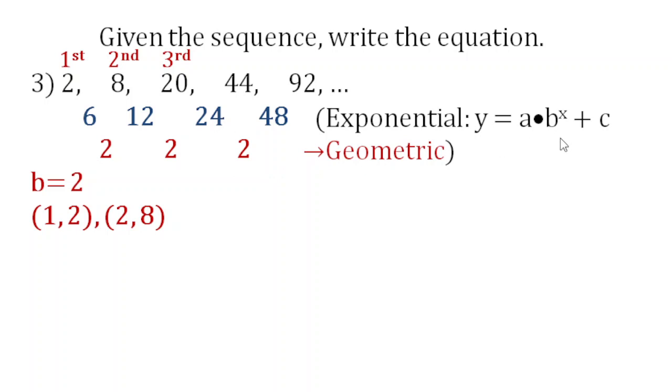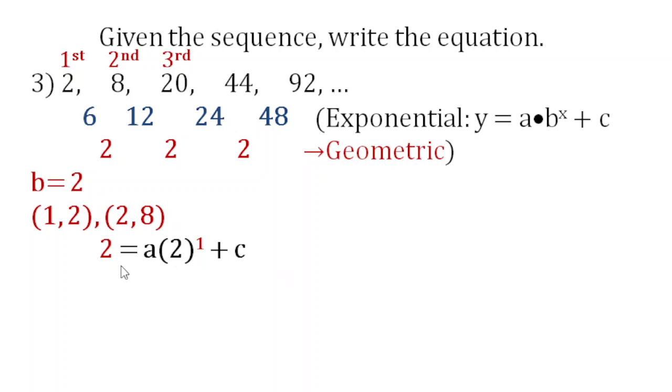Now, in solving for A and C, we need 2 points. Again, like what we did in the previous sequence, we have the first term 2, second term 8, and then third term 20, meaning to say, 1, 2 is a point, 2, 8 is also a point, 3, 20 is also a point. So we need 2 points. Now if we are going to use 1, 2, this y is 2, this x here is 1, we have this.